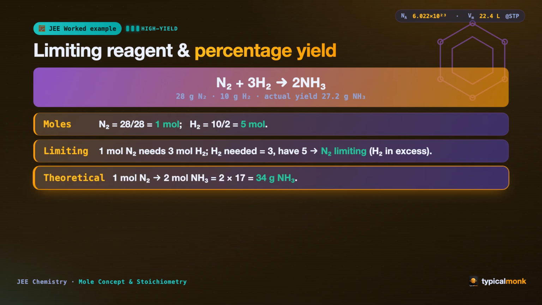Step 3. The theoretical yield. 1 mole of nitrogen gives 2 moles of ammonia, and ammonia's molar mass is 17. 2 times 17, 34 grams of ammonia is the most we could ever make.